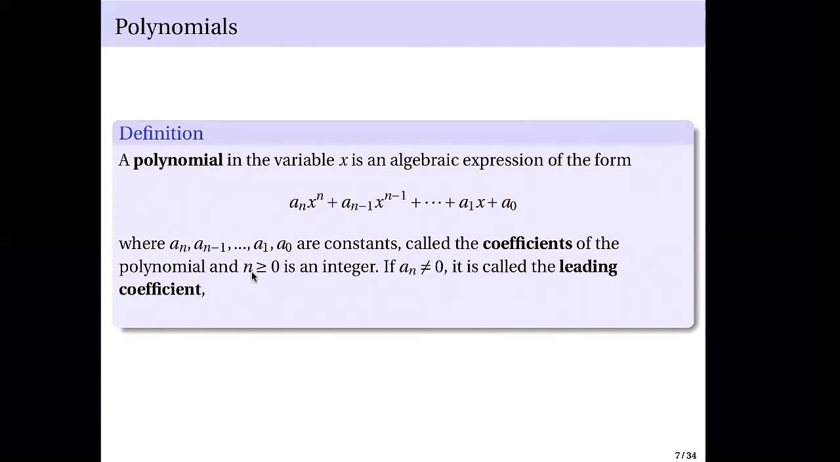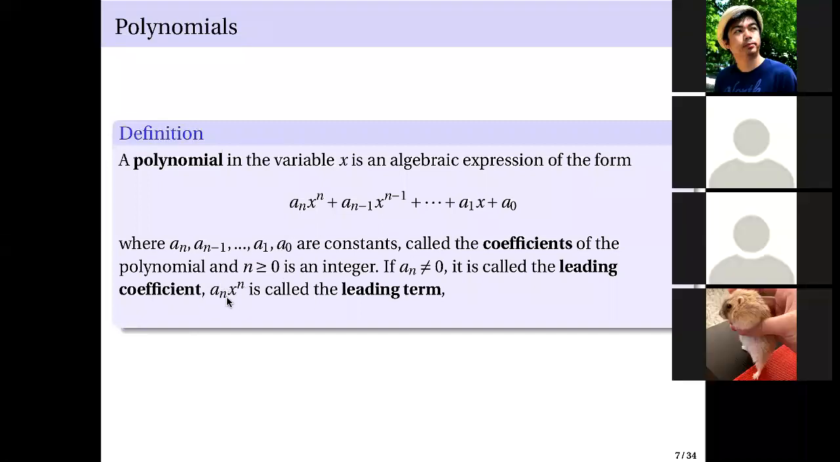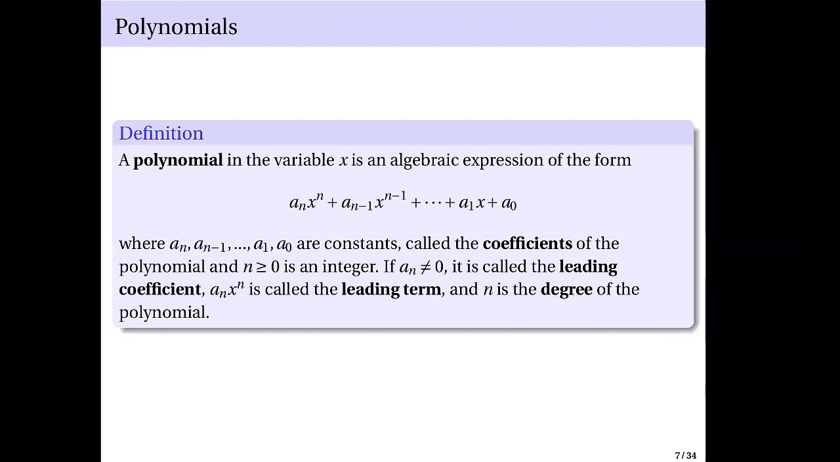Now if a sub n is not equal to 0, we call it the leading coefficient. It is the coefficient of the variable with the highest degree. In this case, the highest degree is n. We call the coefficient of that variable with the highest degree or power the leading coefficient. And I already mentioned leading, we will also have the leading term. The part a sub n x to the n we call the leading term. And that non-negative integer n is called the degree of the polynomial.